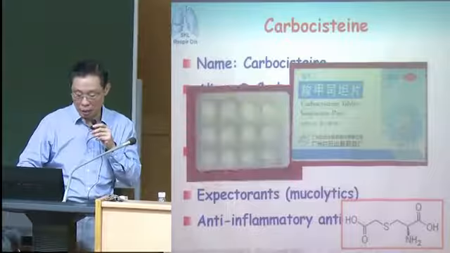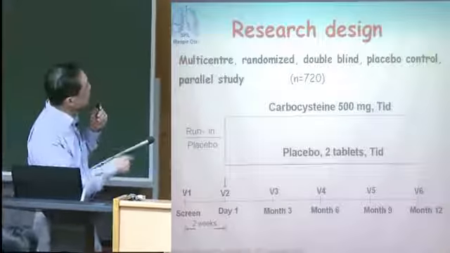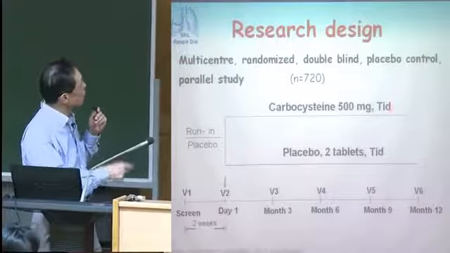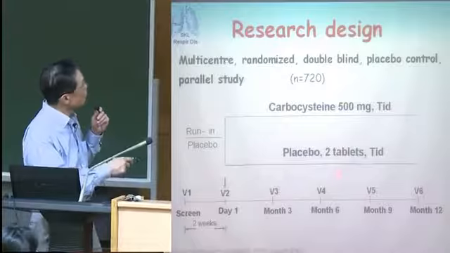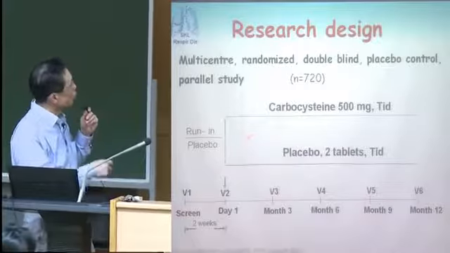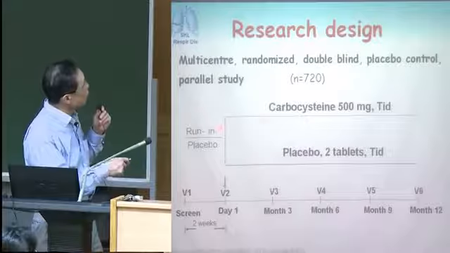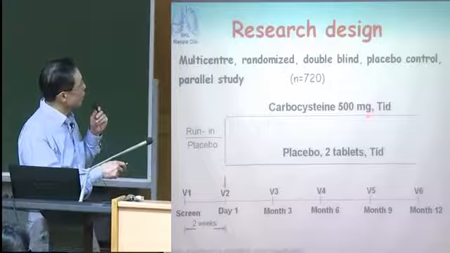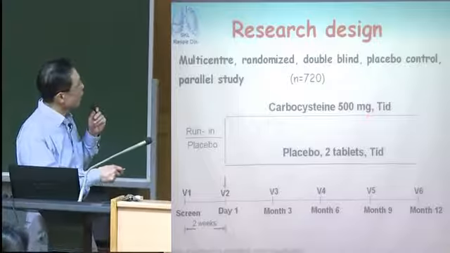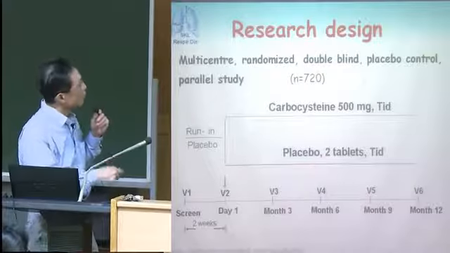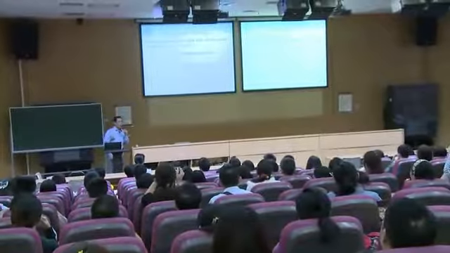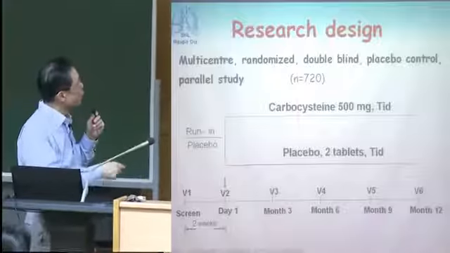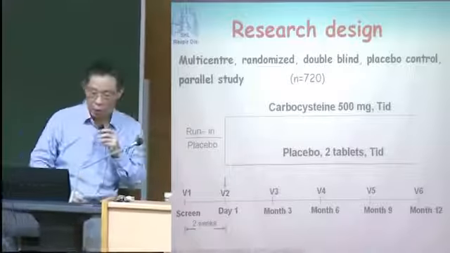So this is the drug. And then we designed a multi-center, randomized, double-blind, placebo-controlled, parallel study with 2 arms and 720 patients, quite a large number. One arm is carbocysteine, 500 milligrams 3 times a day, and the other is placebo, the same thing, 3 times a day. The so-called double-blind means neither the patient nor the physician knows whether you receive placebo or carbocysteine.